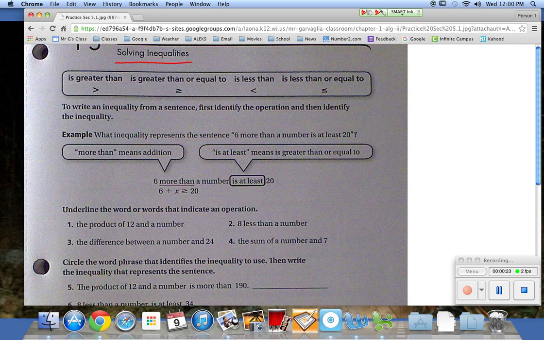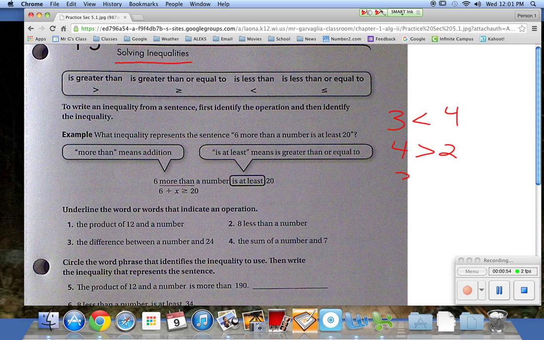We've been working with equal signs, right? Now inequalities: less than, greater than, less than or equal to, greater than or equal to. What does it mean? If I said 3 is less than 4, that's a true statement. If I said 4 is greater than 2, that's a true statement.